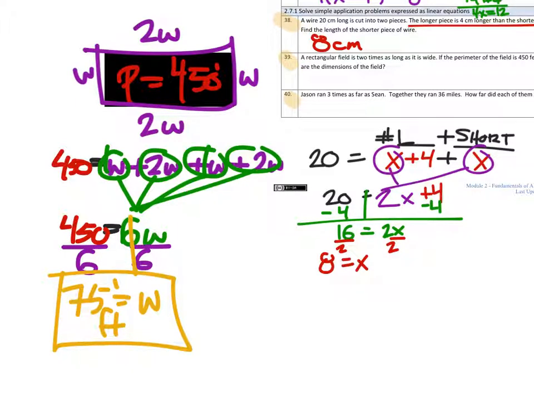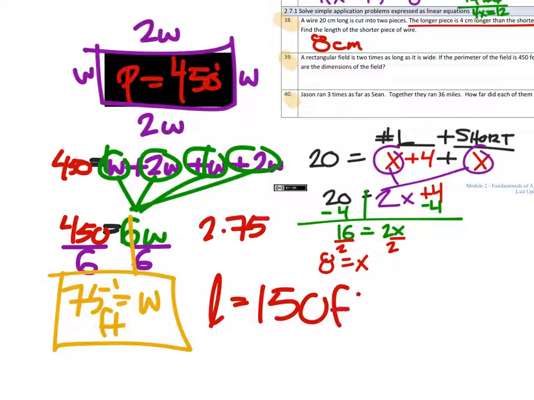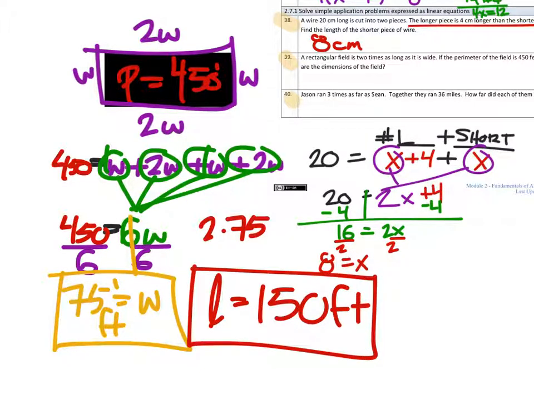Now that was just the width. This one wanted the actual dimensions of the field. So if the width is 75 feet, then the length would have to be 2 times that. 2 times 75 feet, which would be 150 feet. Now of course we can check this as well. If I took the length and the width, then I would get 225, and if I multiplied that by 2, I'd get 450. So those are correct.